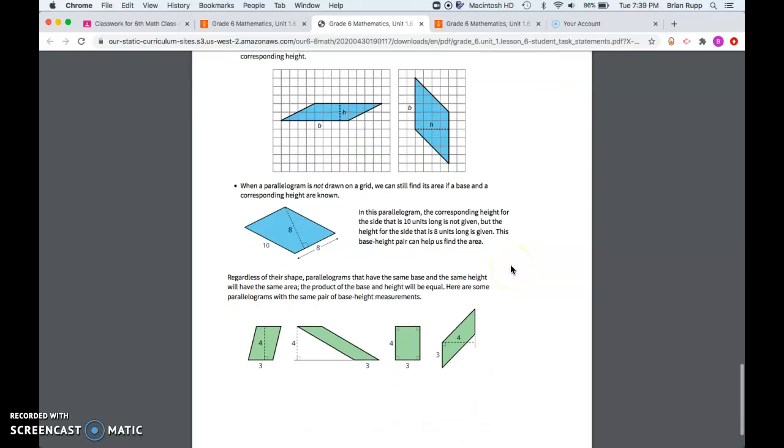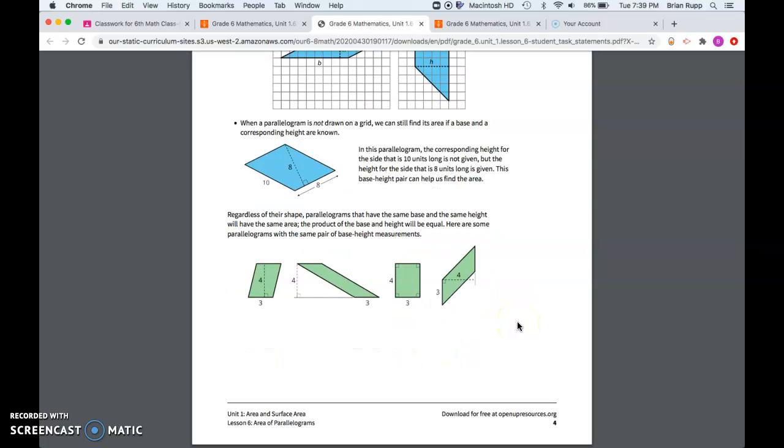Sometimes it's not on the grid, it might be a little tougher to find, but we can still see that 8 and 8 would both be my base and height because 8 meets this line down here at a 90-degree angle, and that's what we need to use.